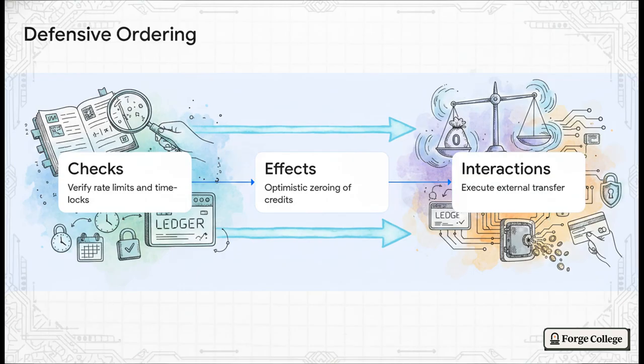This right here is the holy trinity of defensive ordering: checks, effects, and interactions. First, checks. We verify that the user actually has funds. We check the rate limits, and we verify those time locks.